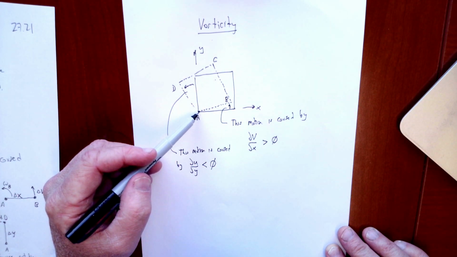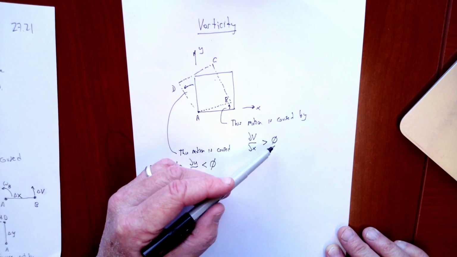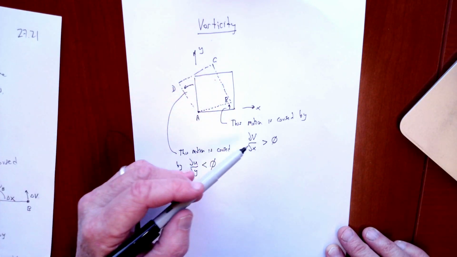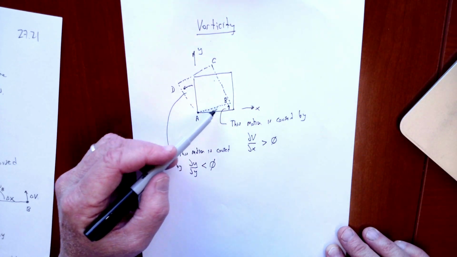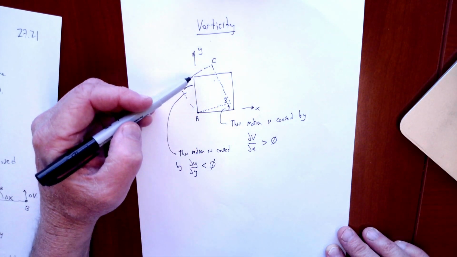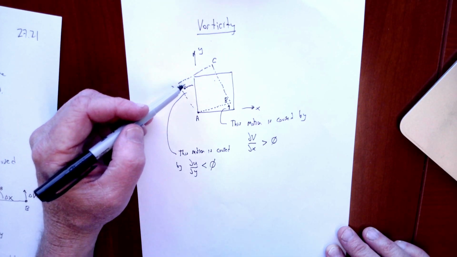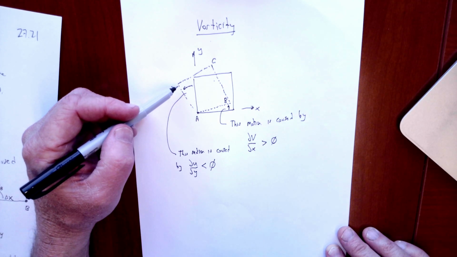So A is not moving upward as fast as B is moving upward, which means dv/dx is greater than 0 to cause this counterclockwise rotation. So dv/dx greater than 0 is going to lead to that counterclockwise rotation of the box along this side. On this side, the D point has moved to the negative x direction relative to the A point. So that's going to be governed by the u velocity.